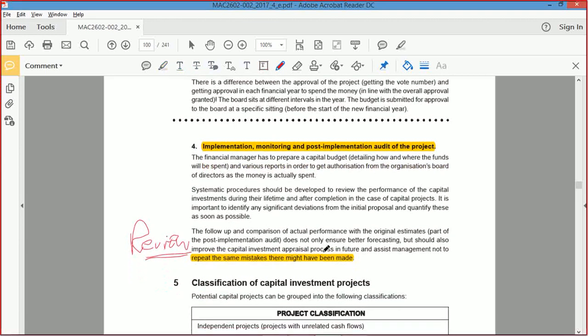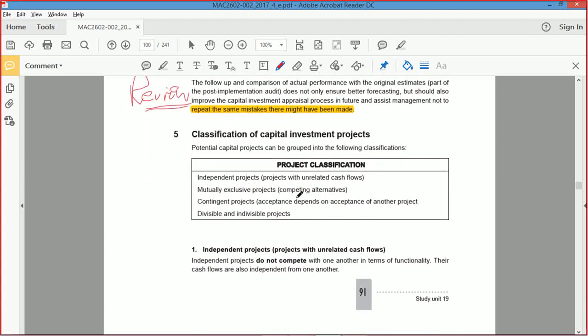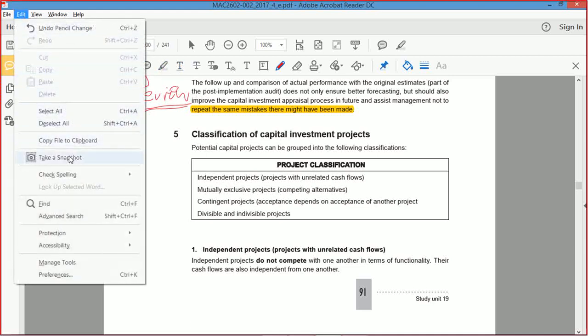Then they've given you just some theory here relating to the classification of different projects. Projects can fit into different categories, so let's discuss each of them separately. The first is independent and mutually exclusive.